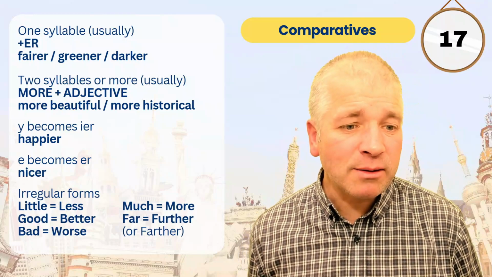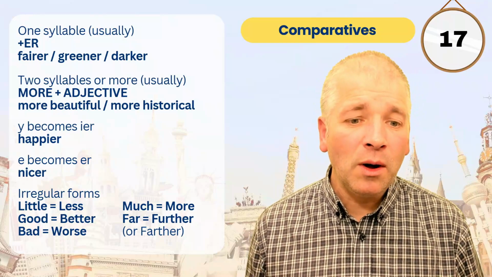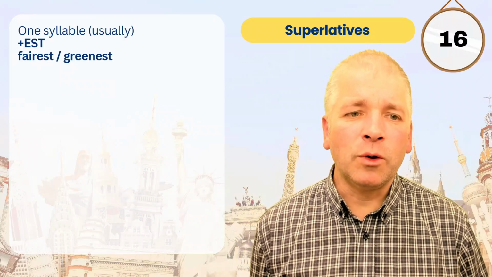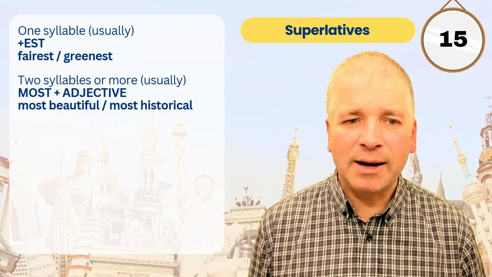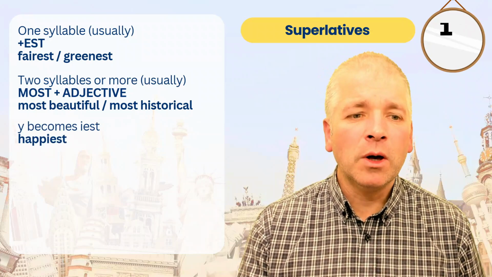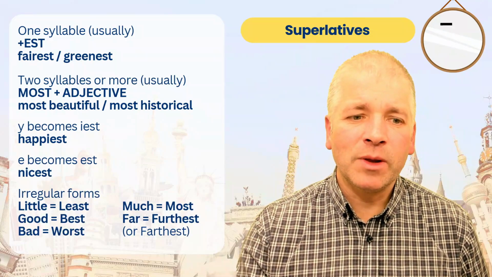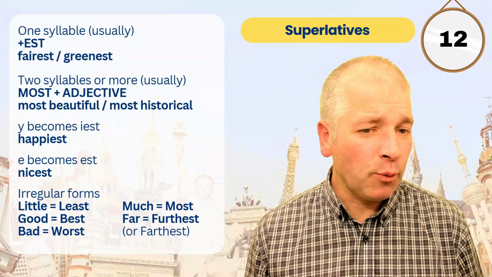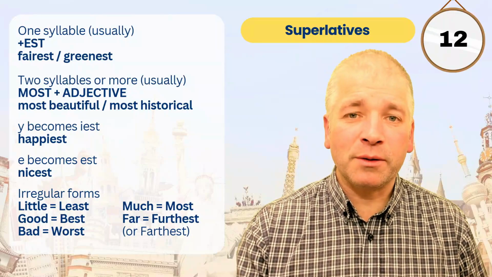Little becomes less, good becomes better, bad becomes worse, much becomes more, and far becomes further, or possibly farther. Superlatives follow a similar pattern. With one syllable, add est. With 2 or more syllables, add most followed by the adjective. Y becomes iest, E becomes est, and the irregular forms: little becomes least, good best, bad becomes worst, much becomes most, far becomes furthest or farthest.